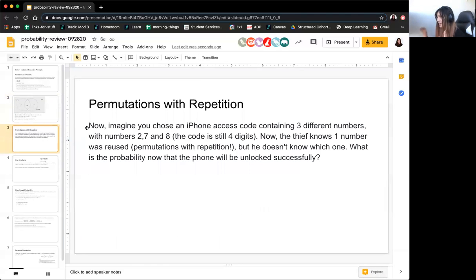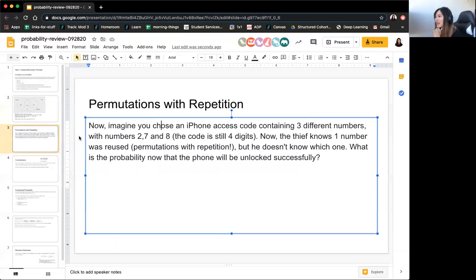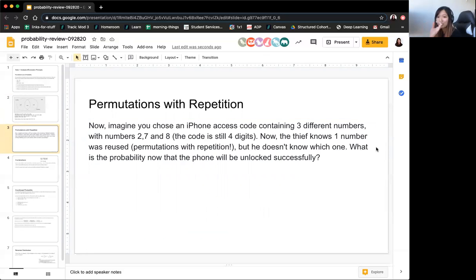All right, the next one I wanted to talk about usually comes up a lot in one-on-ones, which is why I wanted to talk about it. I don't know how many of you have gone through the lessons, but there is a question where you have your iPhone access code, which is a 4-digit code, and someone is trying to hack into your phone. What is the probability that they get in? So that's the setup of the problem.